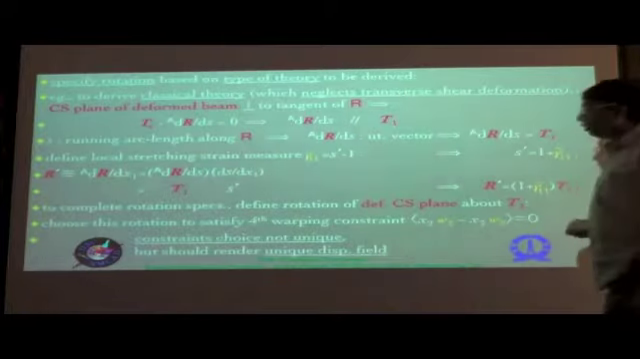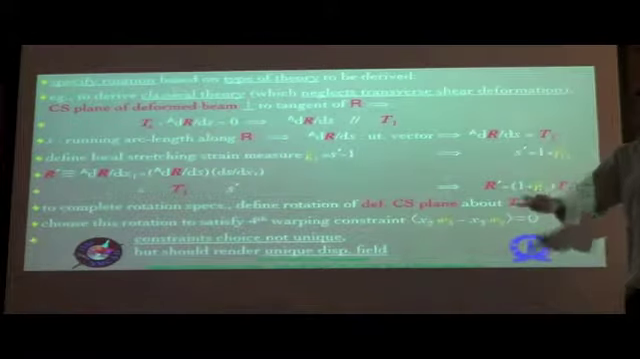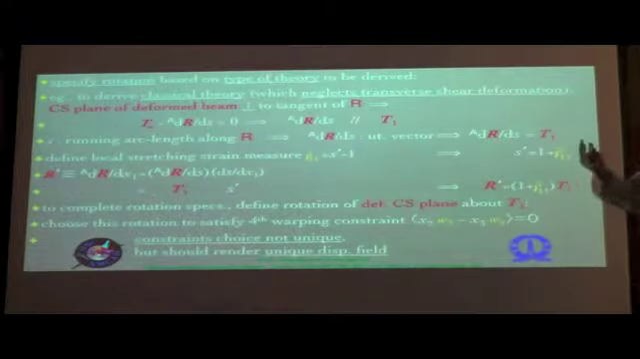So that helps us to define the rotation of the deformed cross-sectional plane about the T1 axis. And choose this rotation to satisfy the fourth warping constraint. That's what I just mentioned. So the constraint choice, again, as I mentioned, is not sacrosanct, it's not unique. It should render a unique displacement field, however. Okay, so that is the whole idea.